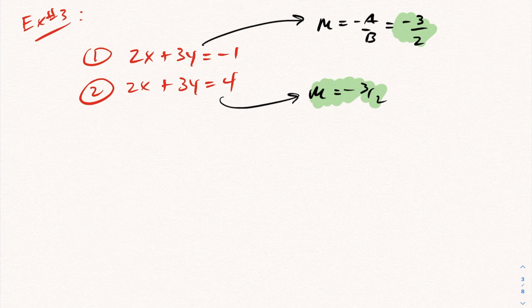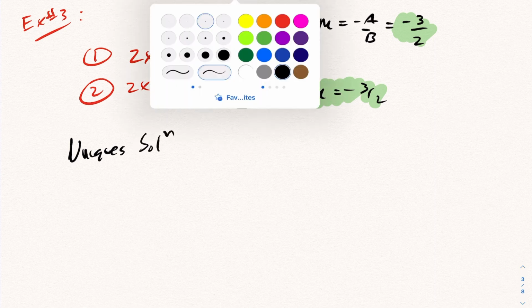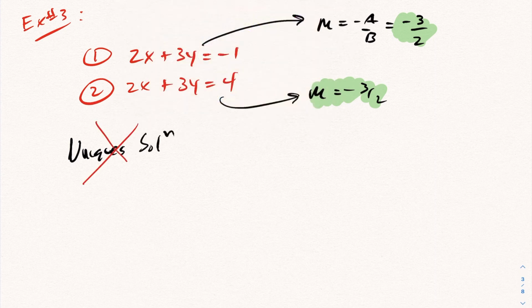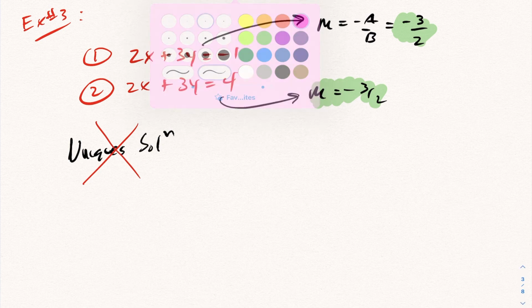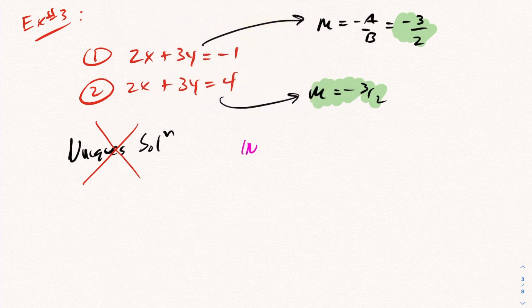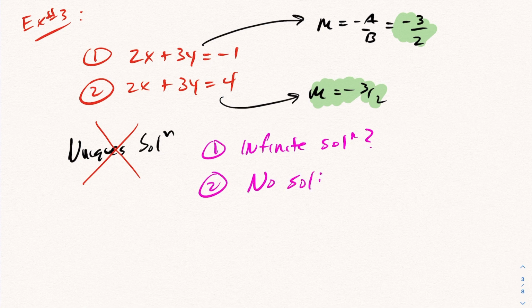But I'm in a situation right now where a unique solution is impossible, right? There's no way you can have a unique solution. That's not a possibility for this question. So there's only two other options. Either we have infinite solutions, or the other possibility that we have is no solution. And that's going to be dependent on the y-intercept. So if I do a quick check here, let's take a look here.